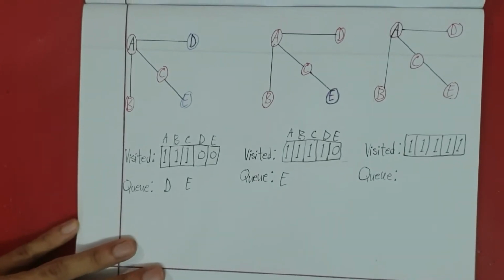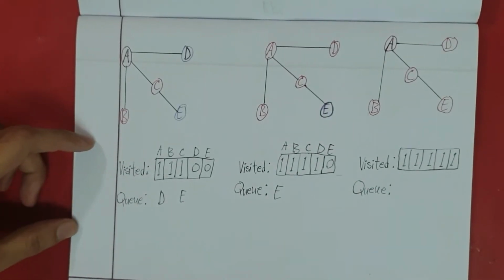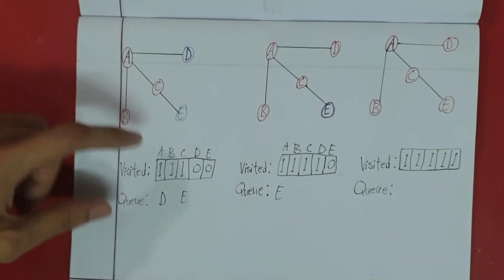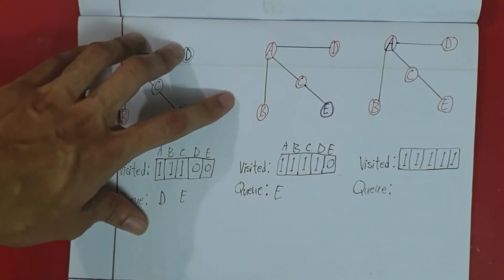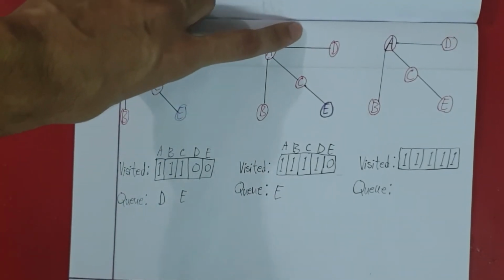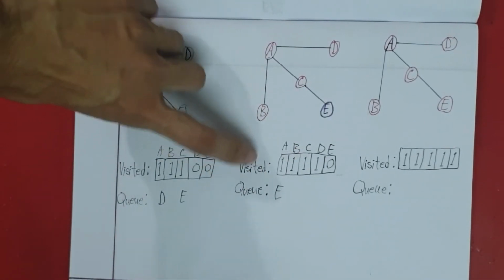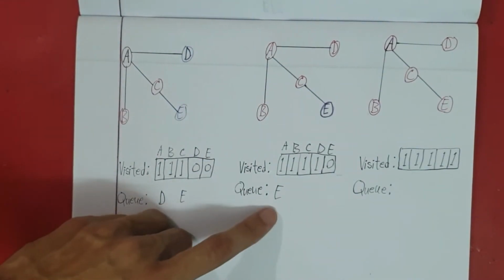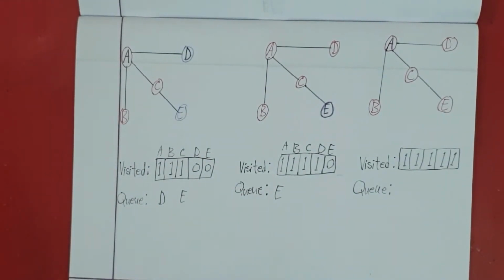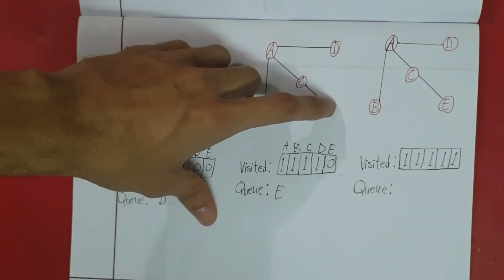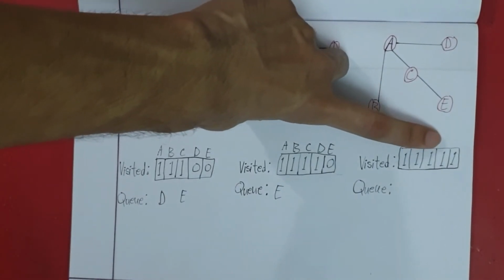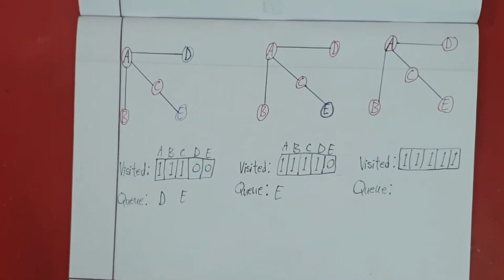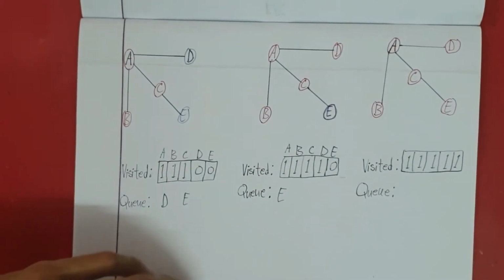The fourth step, C is visited. So we put 1 under it, and we have D and E in the queue. Moving to the fifth step, now the vertex D is visited. So we put 1 here, and we only have the vertex E remaining in the queue. And last but not least, in the sixth step, we visit the vertex E, and we put 1 here. So now all of the vertices are visited, and the queue is empty.